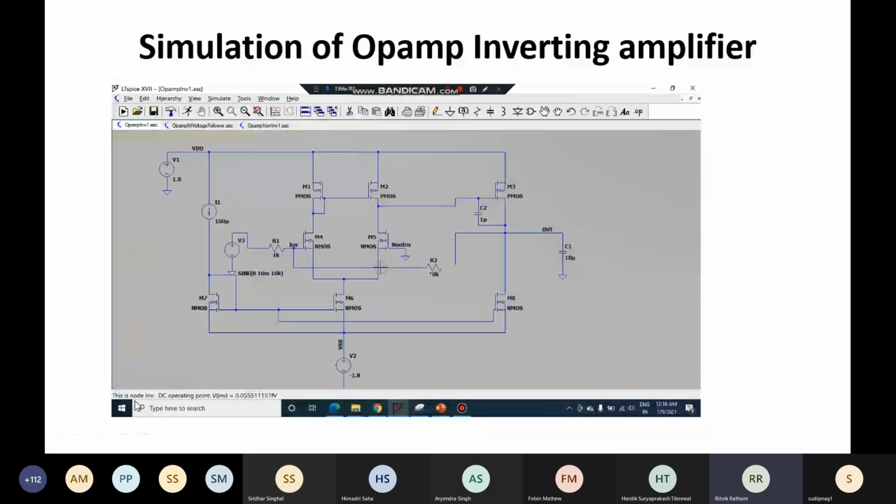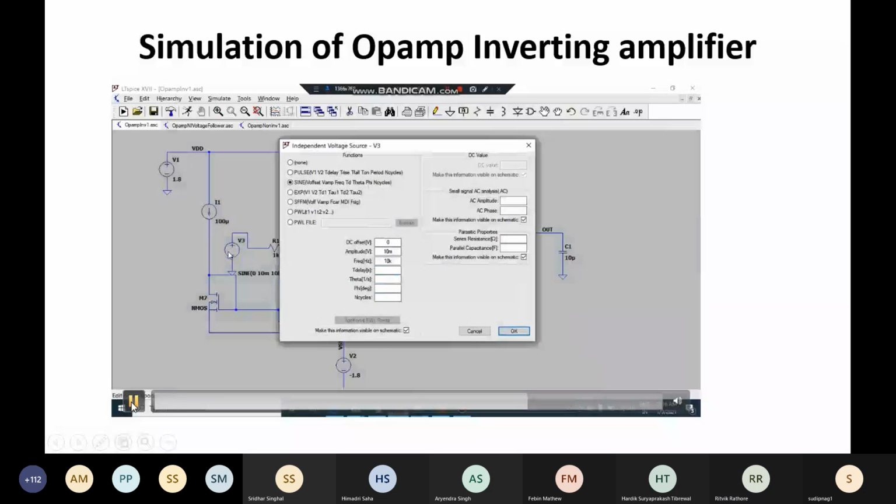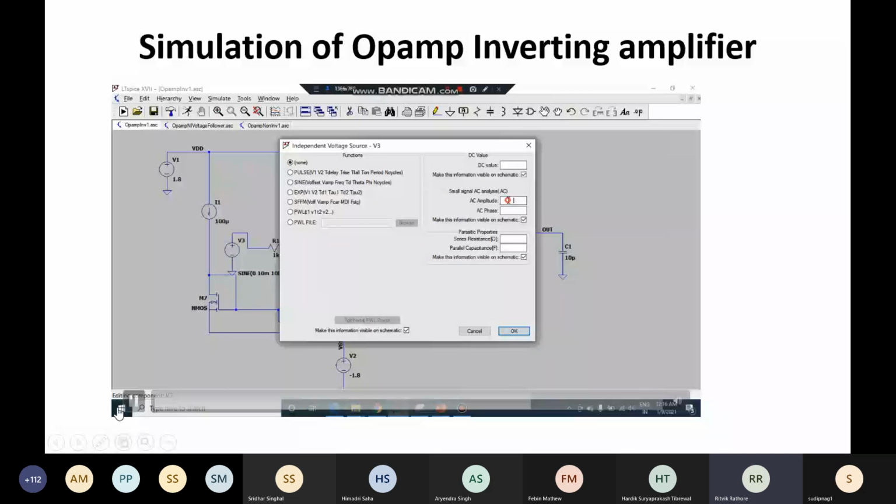For AC analysis, I'll change my AC source. Just right click, choose as none, and select AC amplitude as 1. Why we are selecting AC amplitude as 1 is because we want to observe the gain in the simulation window. Gain is output divided by input, so if I'm keeping my input as 1, the output itself is representing the gain.